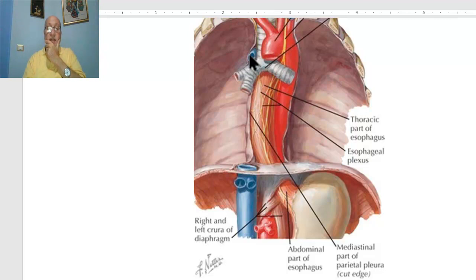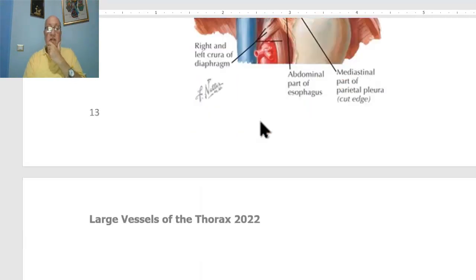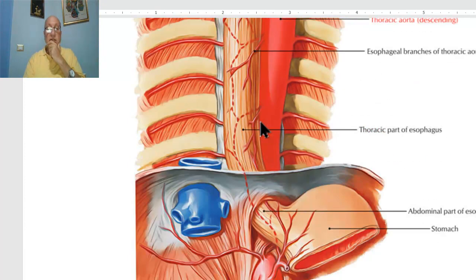On the right side, what are the structures present on the right side from above downward? Mainly on the right side of the aorta is the esophagus before crossing. Then it crosses at the level of T7 and becomes anterior. After the esophagus leaves the right side of the aorta, what are the structures related? The structure lies behind the esophagus. What are the structures that lie behind the esophagus?